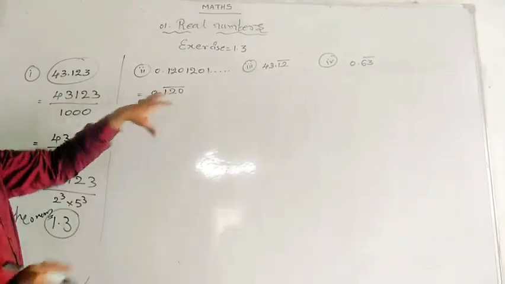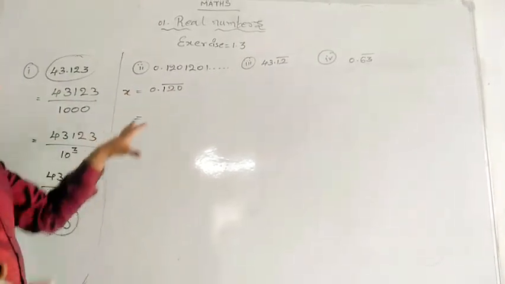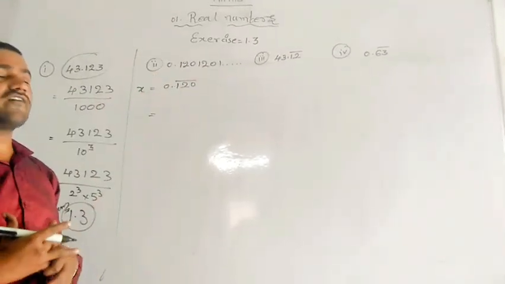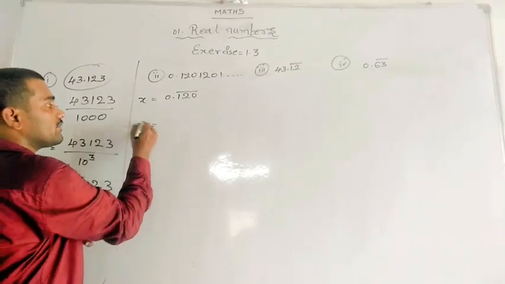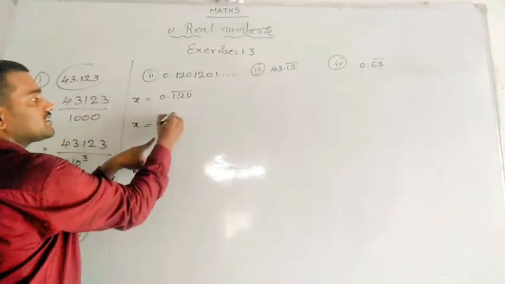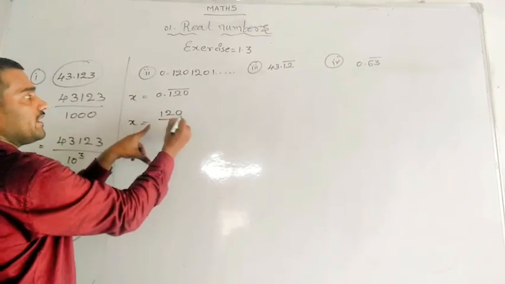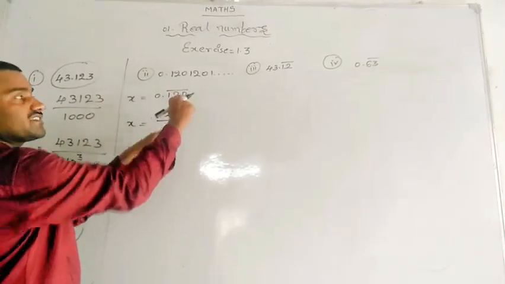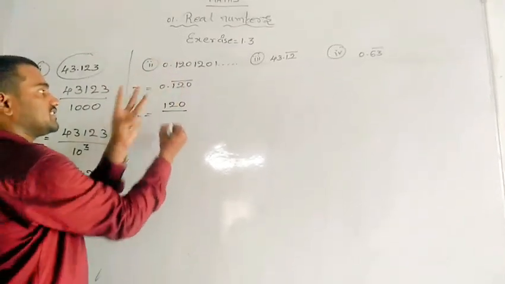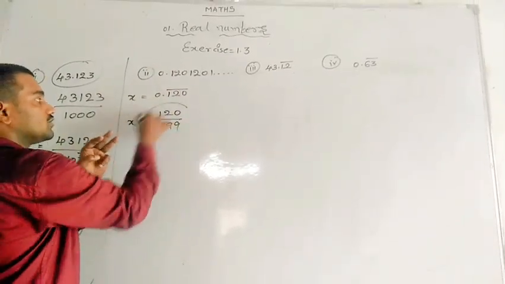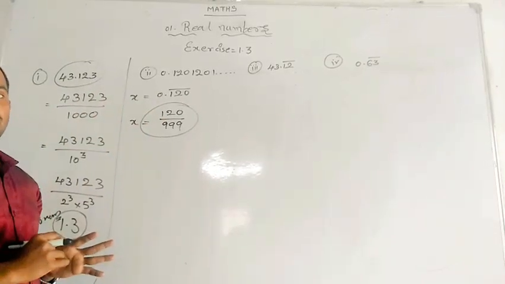We have already learned in our 8th and 9th class how to express these numbers in the p by q form, so I will directly write the p by q form. What is the number now? 120 by... how many digits are under the bar? 1, 2, 3 digits are under the bar. So write 999. This is the p by q form of the number.